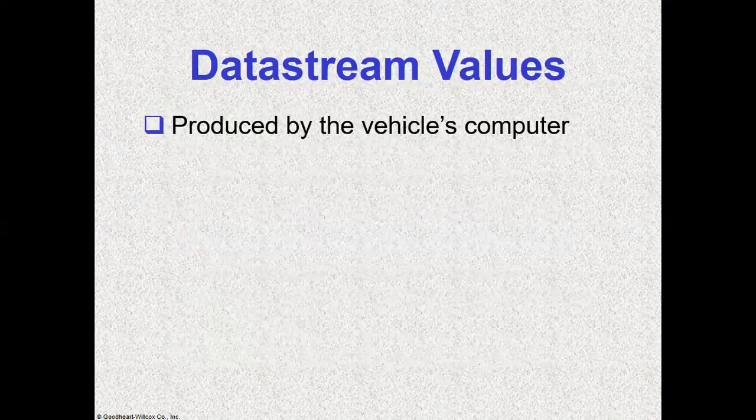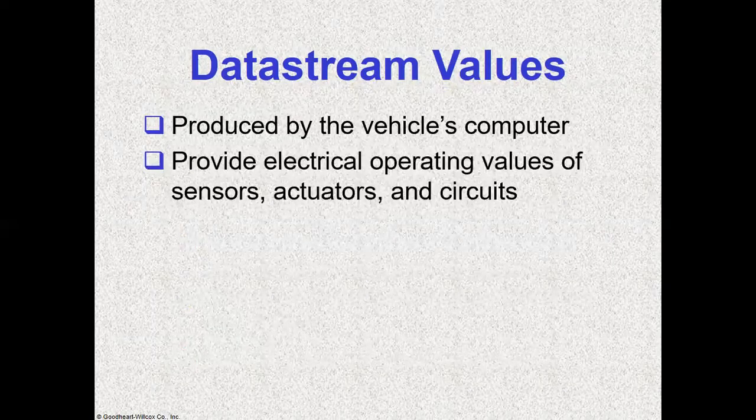So data stream values produced by the vehicle computer provide electrical operating values of sensors, actuators, and circuits. So once we go on the scan tool, we can data stream with the scan tool. We should data stream our live data, in other words, and see the data of sensors, actuators, pulse width of injectors, and all these things.